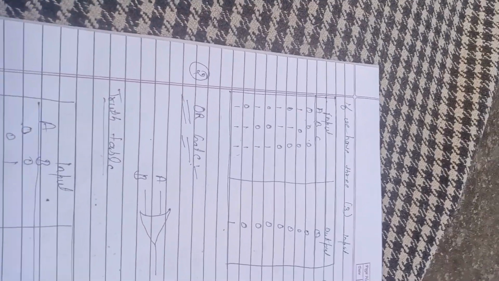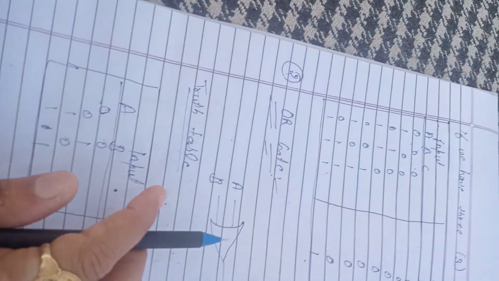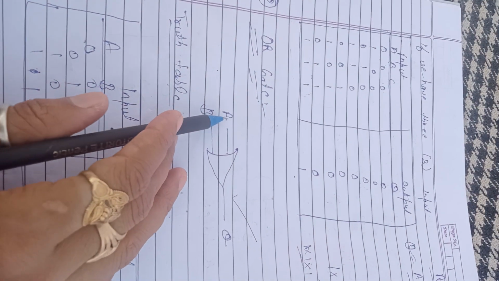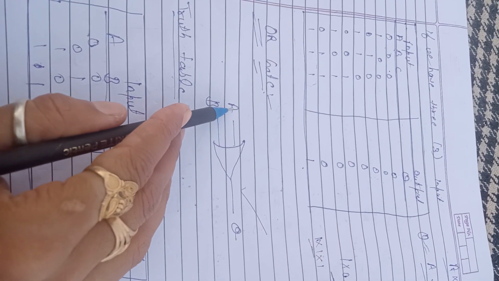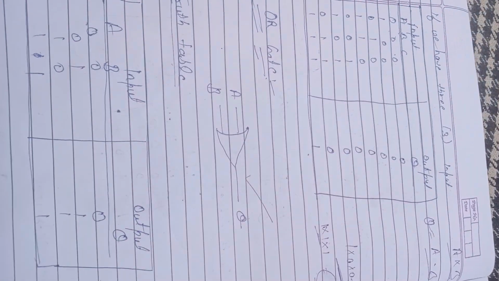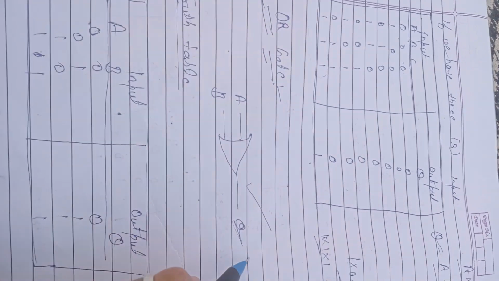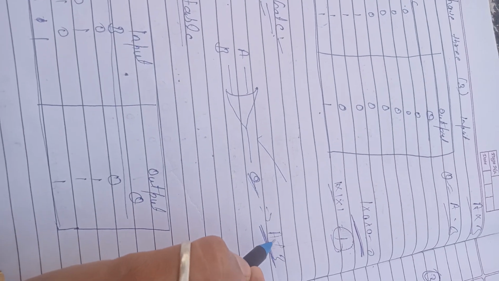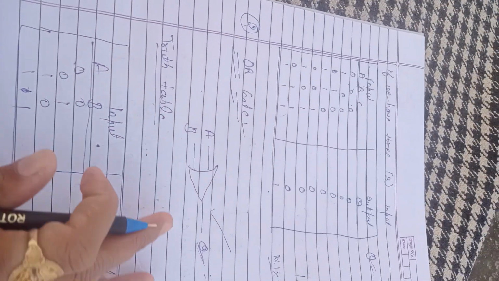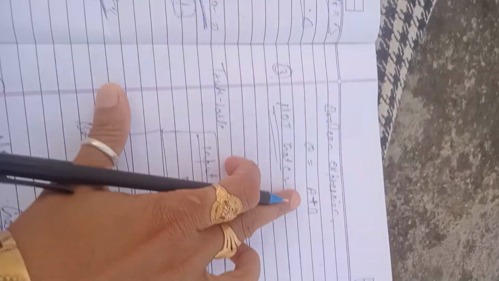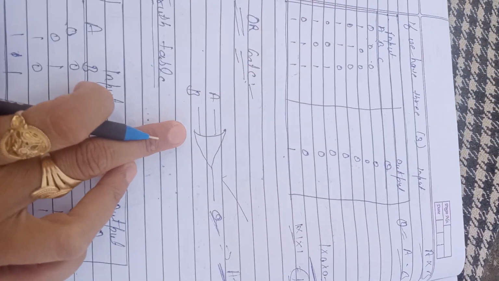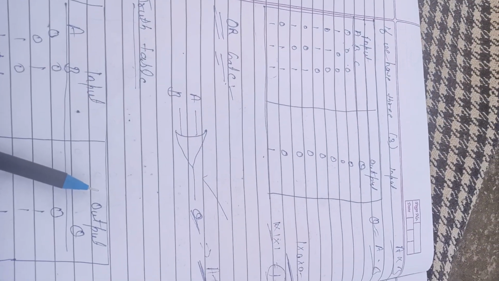Now we discuss the OR gate. This is the OR gate symbol, with A and B. A is the first input and B is the second input. Q is the output, where Q is equal to A plus B. A plus B is the Boolean expression of the OR gate. So this is the symbol of the OR gate.